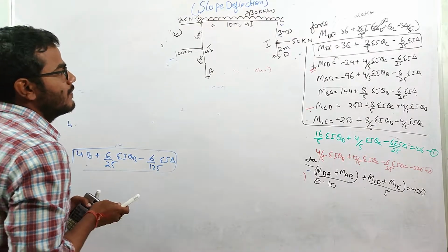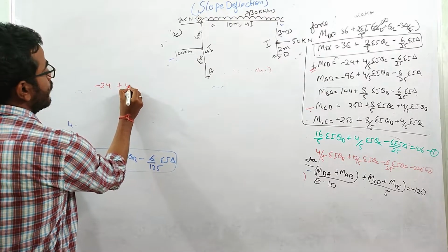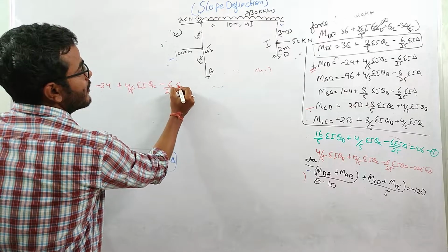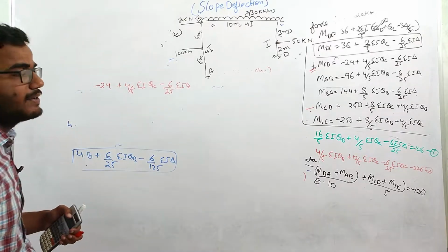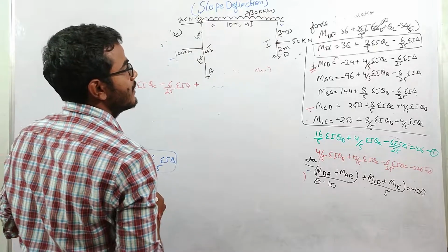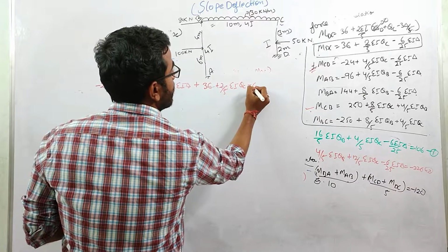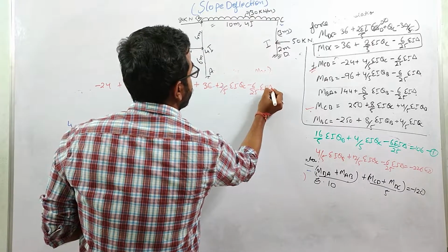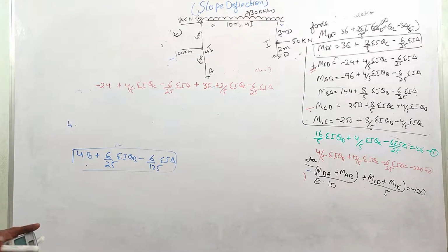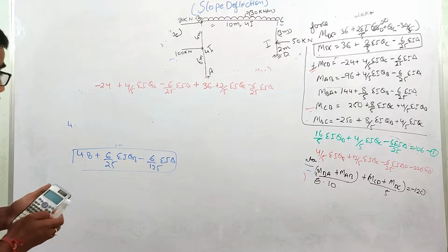Now what is the value of MCD? MCD value is minus 24 plus 4 over 5 EI theta C minus 6 by 25 EI delta, right? And plus MDC. MDC is nothing but 36 plus 2 over 5 EI theta C minus 6 over 25 EI delta, right? So if you solve this, 36 minus 24 will be equal to 12.